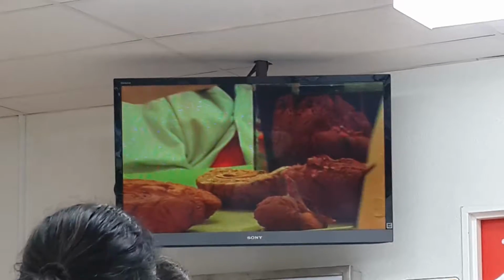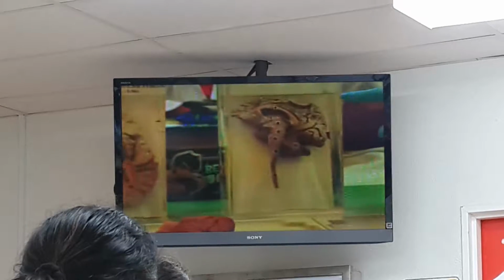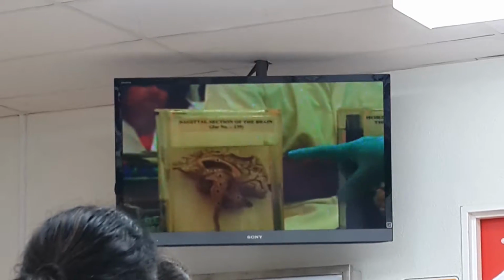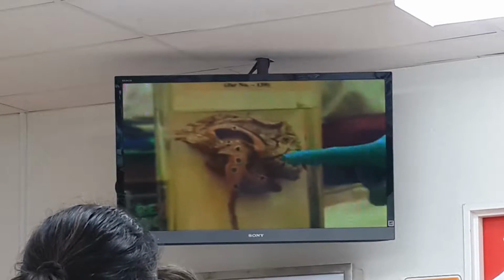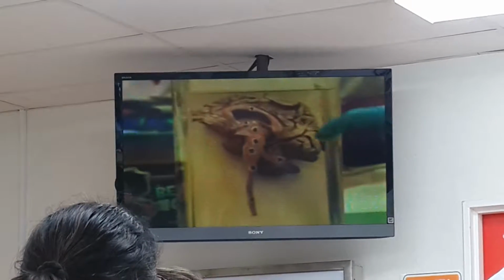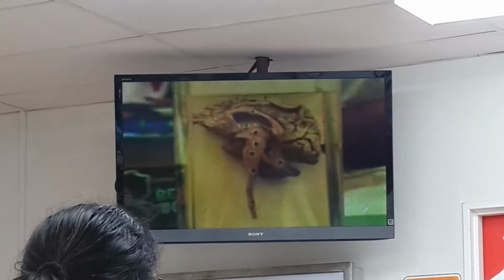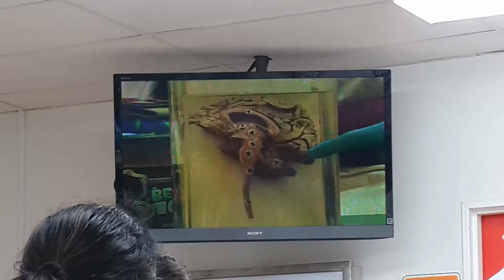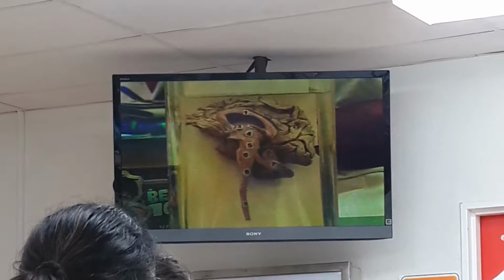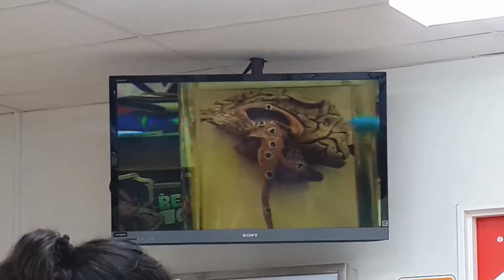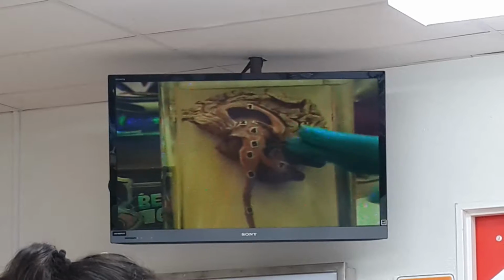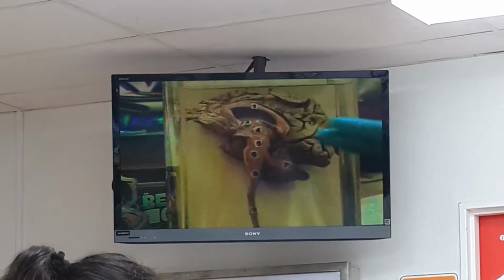So again we go back to the next picture. Specimen 139. You see the cerebellum, number 7. You can see it lies below the posterior part of the cerebrum. This posterior part of the cerebrum is called the occipital lobe of the cerebrum. So the cerebellum lies below the occipital lobe of the cerebrum, but between these two structures, you find a structure there.